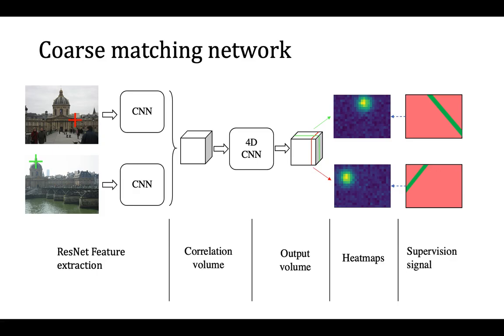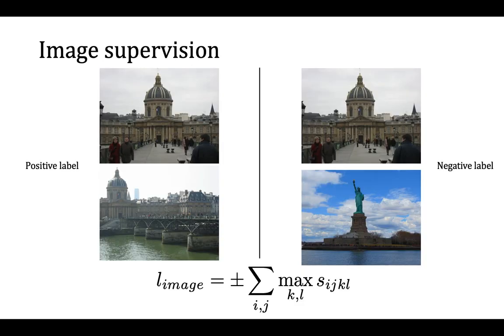We investigate three types of network supervision. First, image level supervision. It is the weakest form of supervision. We only need positive pairs and negative pairs. Positive pairs are pairs of images with a significant overlap, and negative pairs are pairs from different scenes. The loss enforces the matches of positive pairs to be sharp maxima, and maxima from matches of negative pairs to be flat.